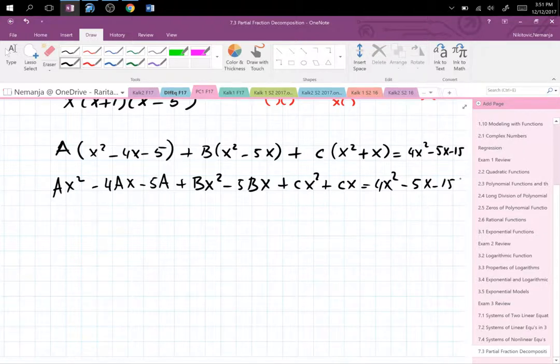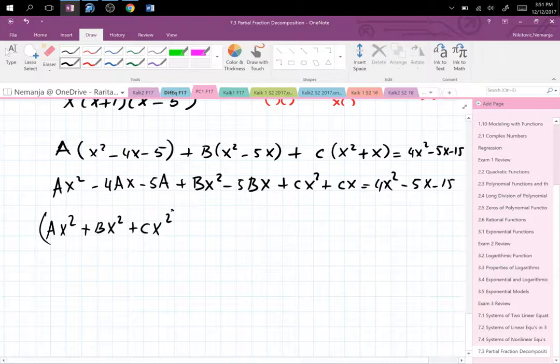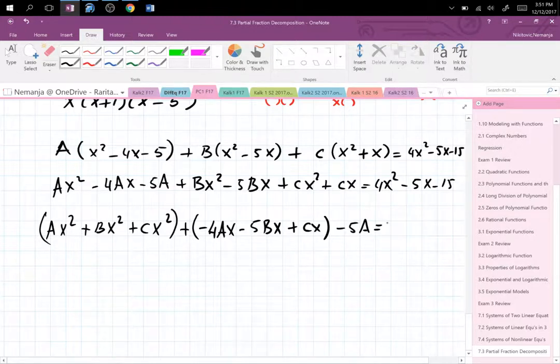All of the x squared terms on a pile. So I have ax squared plus bx squared plus cx squared. That's one group. Plus the next group are all x terms. Negative 4ax minus 5bx plus cx. And then finally all the constant terms, well, there's only negative 5a, equal to 4x squared minus 5x minus 15.